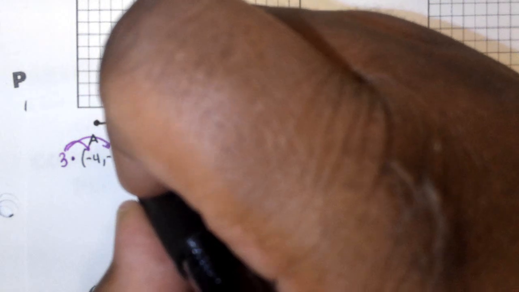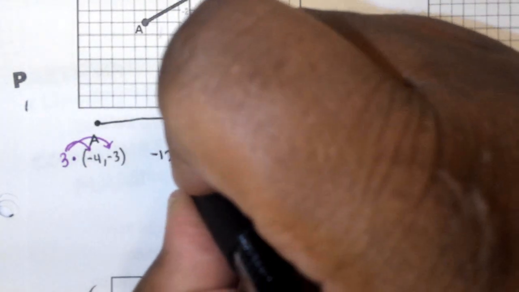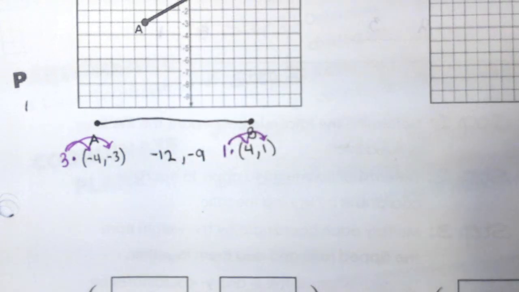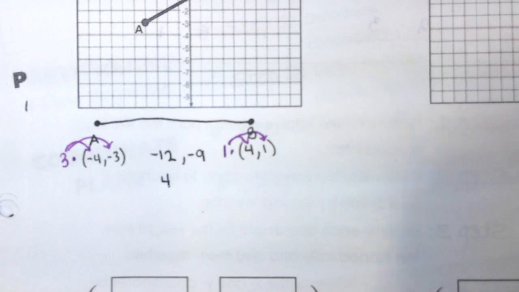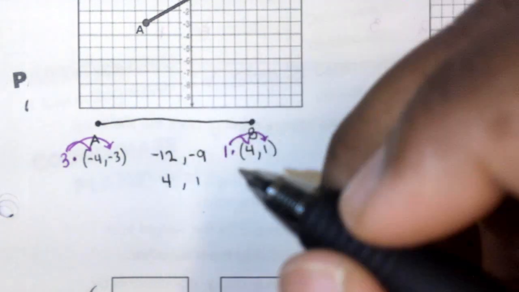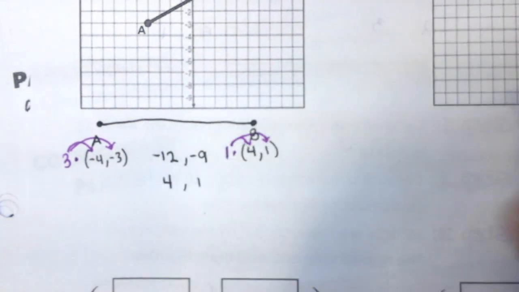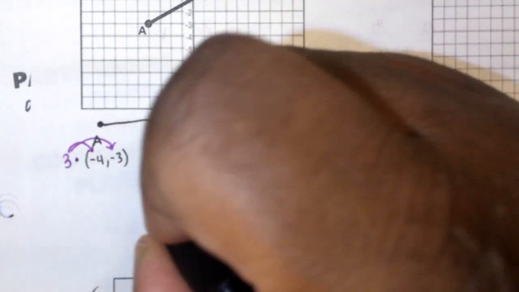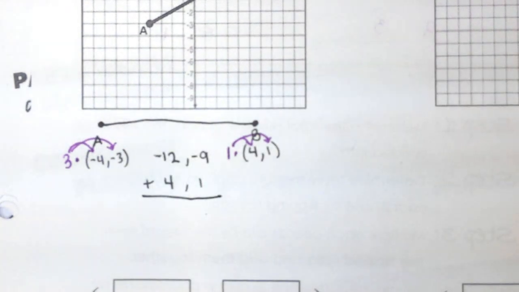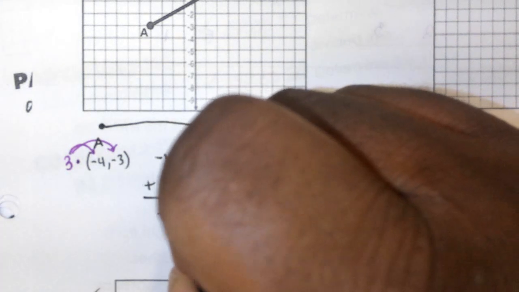Negative 4 times 3 is negative 12. Negative 3 times 3 is negative 9. And then you got the 4 times 1, which is 4. And then 1 times 1 is obviously 1. I don't know why we're doing that. We know when you multiply by 1, it's just going to be the same thing. Negative 12 plus 4, negative 8. Negative 9 plus 1, negative 8.